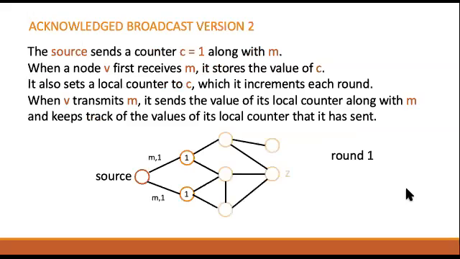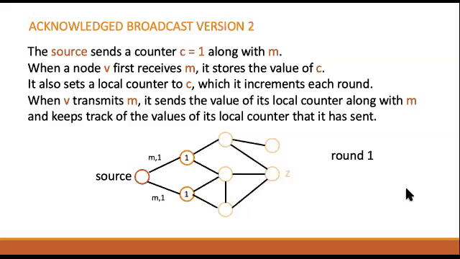To facilitate this, the source sends a counter C, which initially has value 1, along with M. When a node V first receives M, it stores the value of C. Node V also sets a local counter to C, which it increments each round. When V transmits M, it sends the value of its local counter along with M and keeps track of the values of its local counter that it has sent. Let's see what happens in this network.